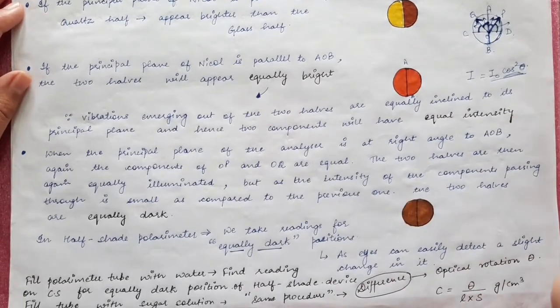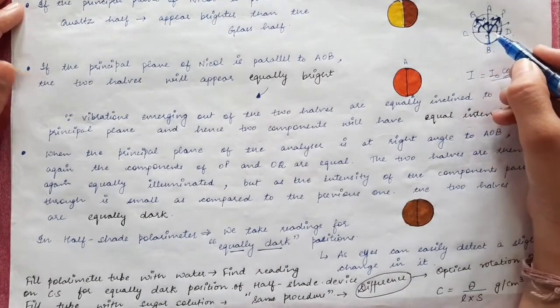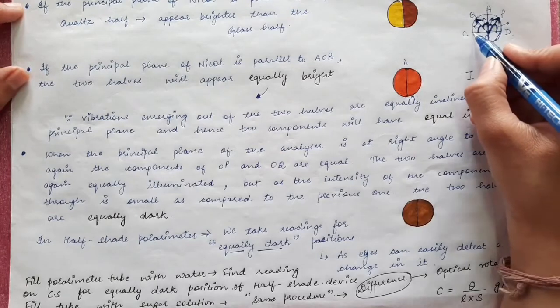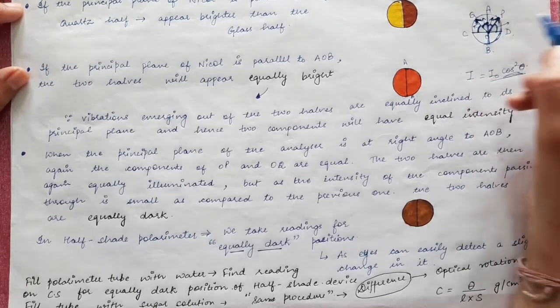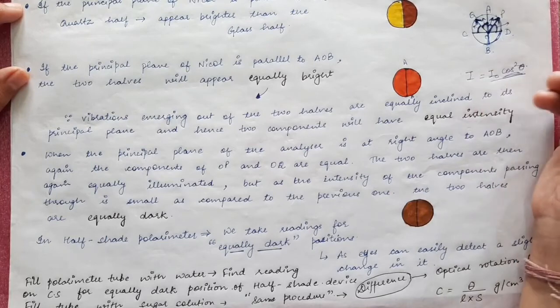Now what happens when the principal section of the Nicol prism is parallel to COD? When it is parallel to COD, what happens in that case?